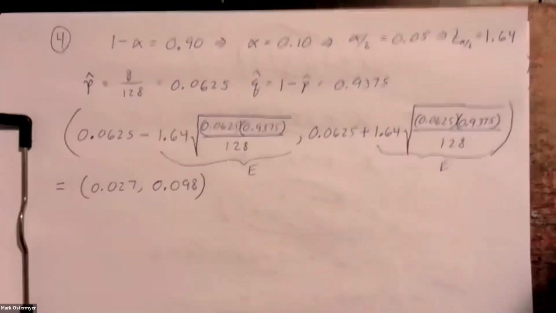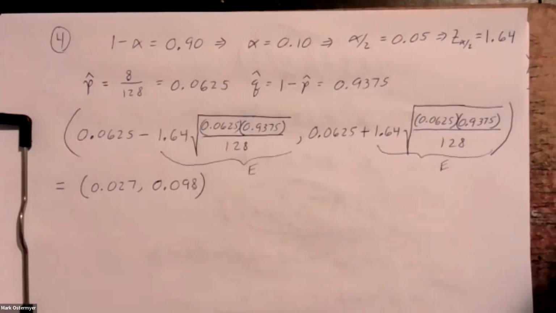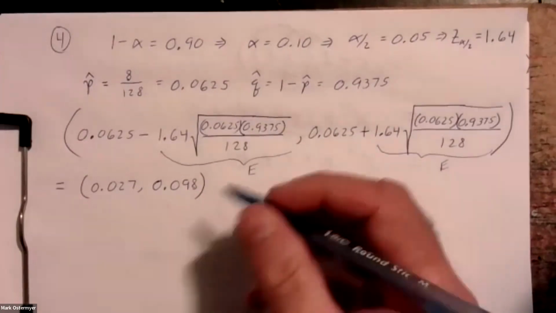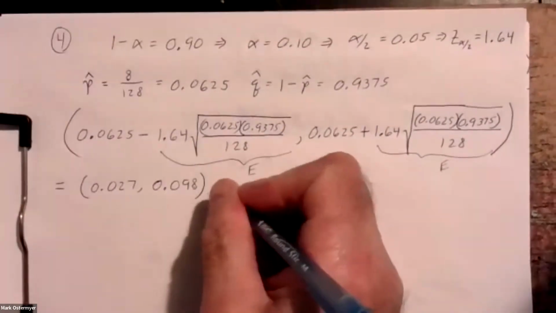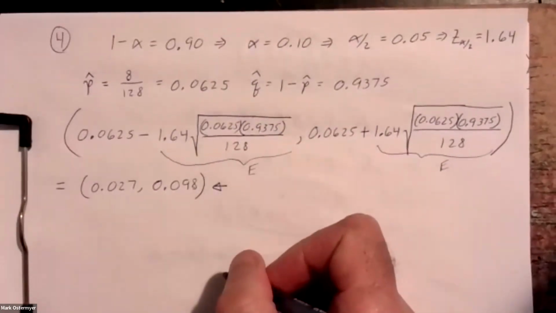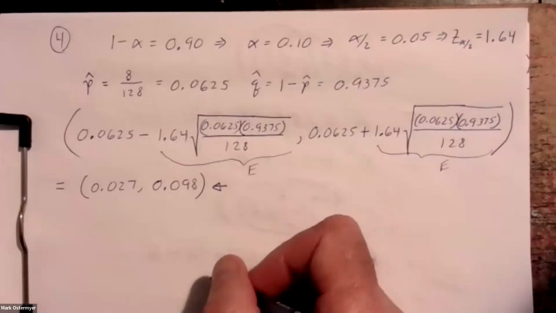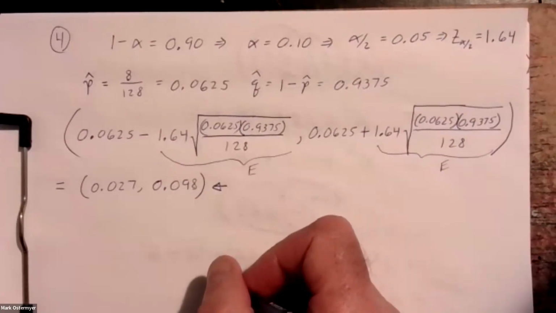And therefore, that would be your 90% confidence interval. Now, how do we interpret what that interval is saying? Well, we could interpret this interval this way. This would be one way to interpret it.